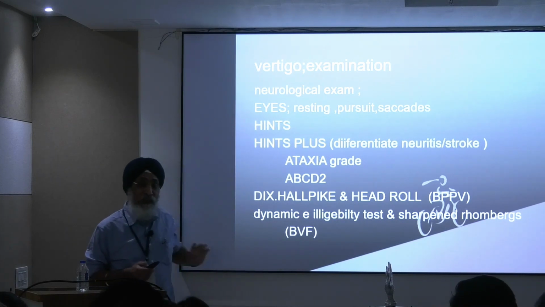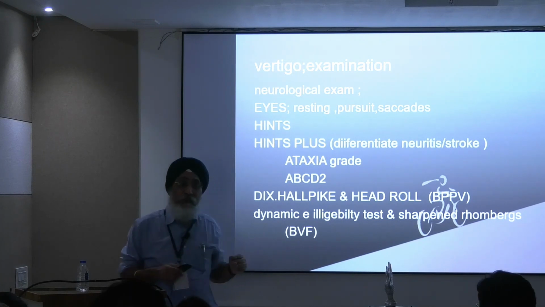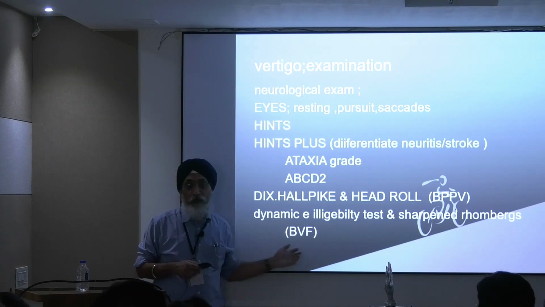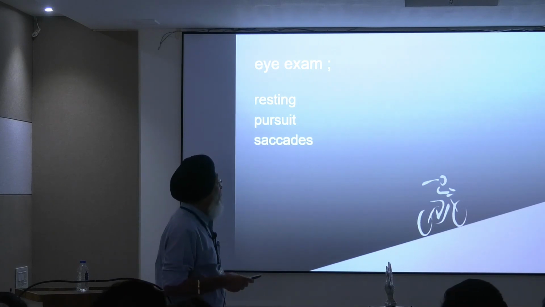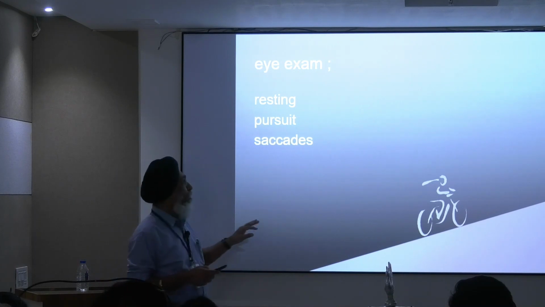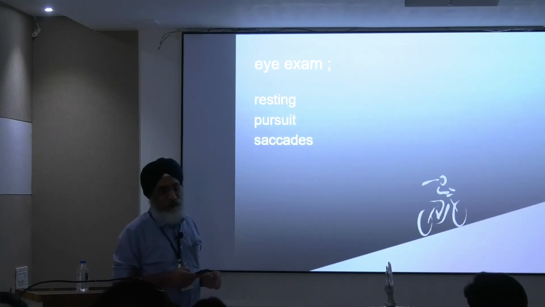Neurological examination includes examination of gait. For ENT people, that might be an extra line. Examination of gait in a patient of vertigo should be an extra step. Now coming down to the examination of eyes, we basically look into three parts: the resting, the pursuits and the saccades.